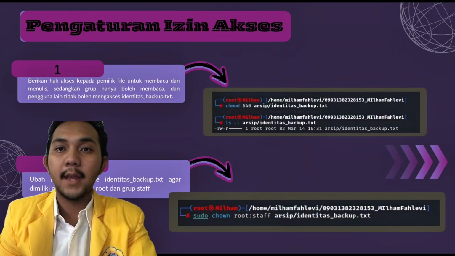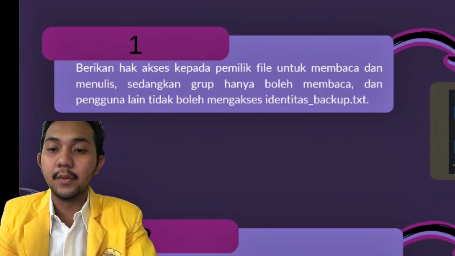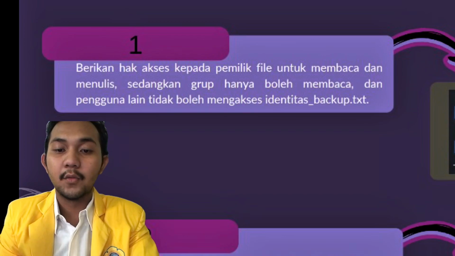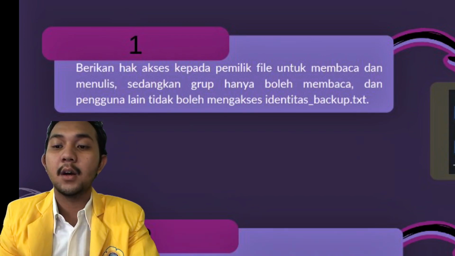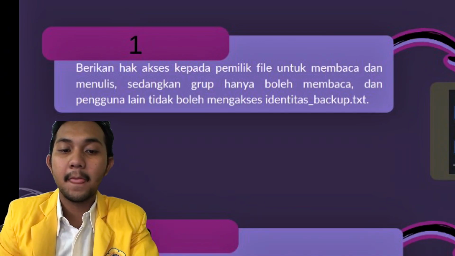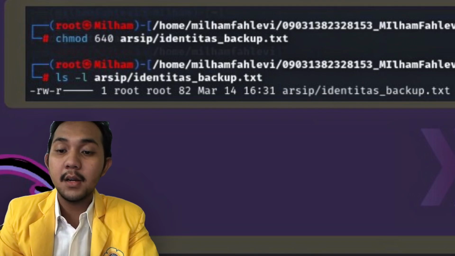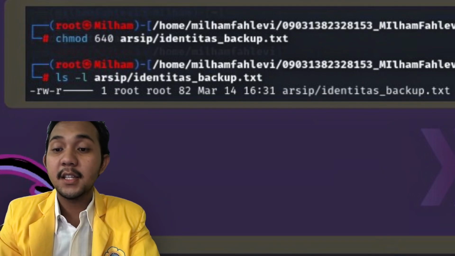Question number 3. Give the file owner access rights to read and write, while the group may only read and others may not access identitas_backup.txt. To answer this question, we use the command chmod, or change mode, followed by 640.